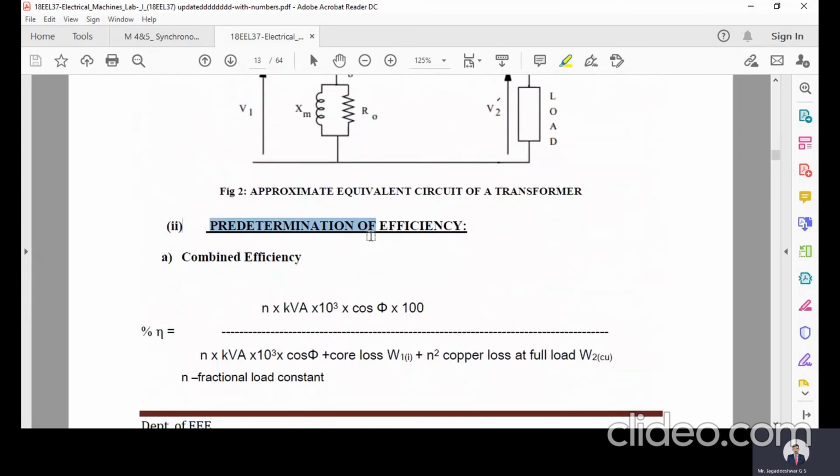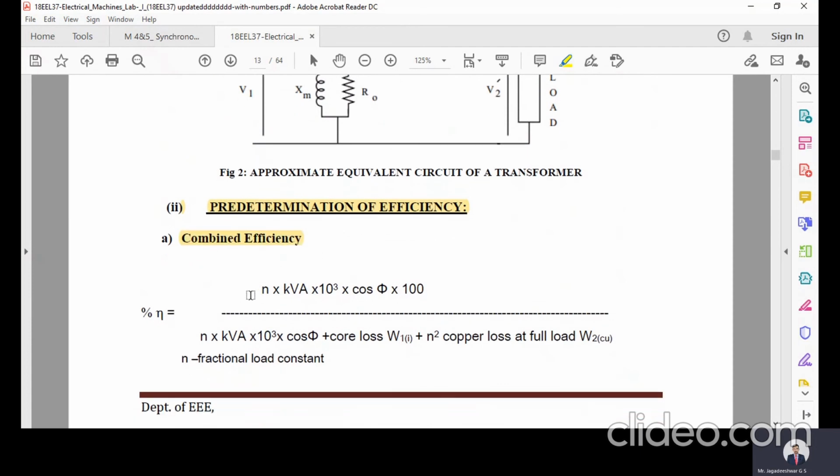I will go directly to the predetermination of efficiency. We can go for combined efficiency or individual efficiency. This is the equation to calculate the combined and individual efficiency of the transformer. Let us see this. It is n times kVA times 10 raised to 3 times cos phi, divided by n times kVA times 10 raised to 3 times cos phi, plus core losses, plus variable loss, that is copper loss, which is multiplied by the fractional load.